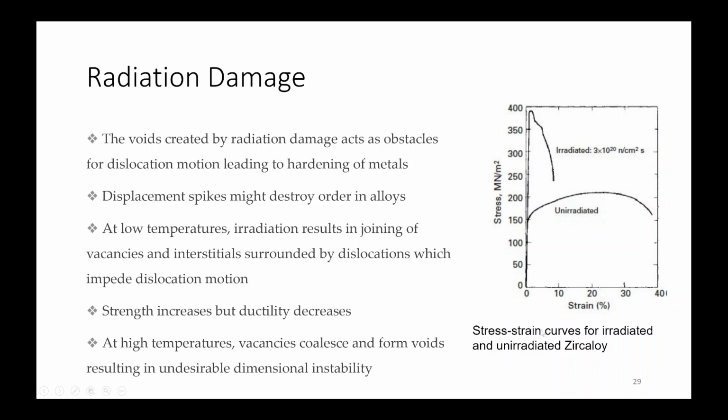Now, this is the stress strain curve for irradiated and unirradiated zircon alloy. So, in case of unirradiated, we can see that it shows a lot of ductility. Ductility is what? Your deformation is occurring a lot. And here, in case of irradiated, your ductility has reduced and strength has improved.